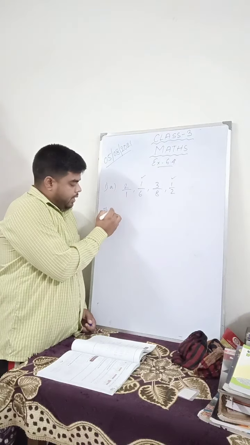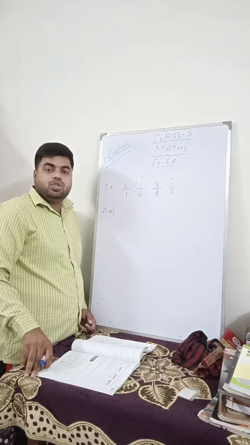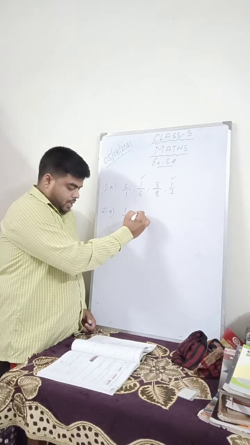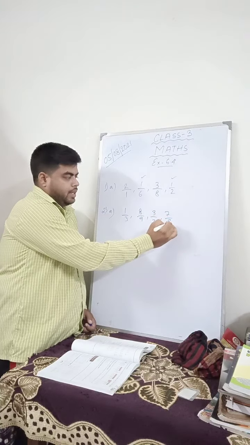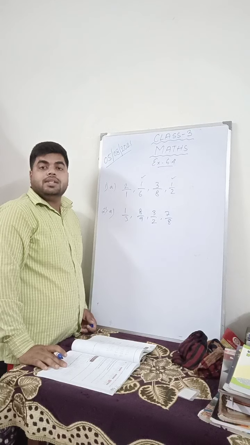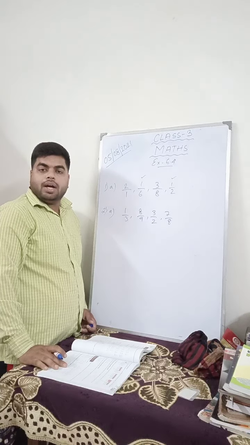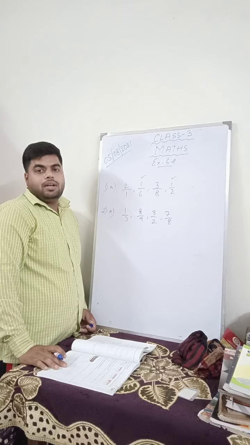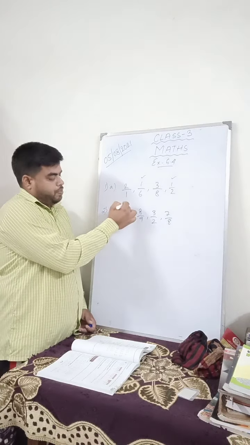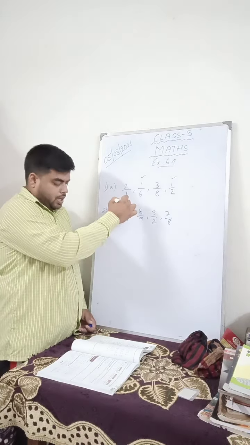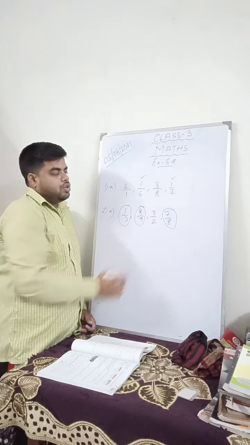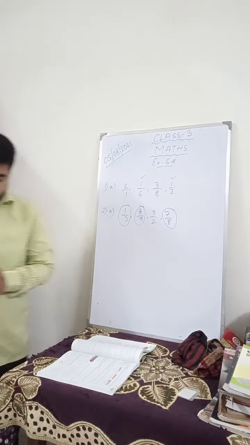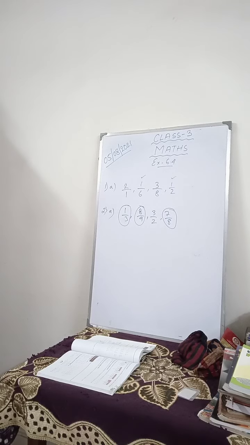In question number 2a, they have said circle the proper fraction in each group. So let me write the fractions: 1 by 3, 8 by 9, 3 by 2, 7 by 8. Out of these 4 fractions, the fractions in which the numerator is smaller than the denominator are proper fractions. So the first one, they have said circle, you will circle this. Second one is also, 8 is smaller than 9, so you will circle. Third one, 3 is not smaller than 2, so you will not circle. 7 is again smaller, so you will circle like this. I hope children, all of you are understanding, and you will do this exercise in the book.